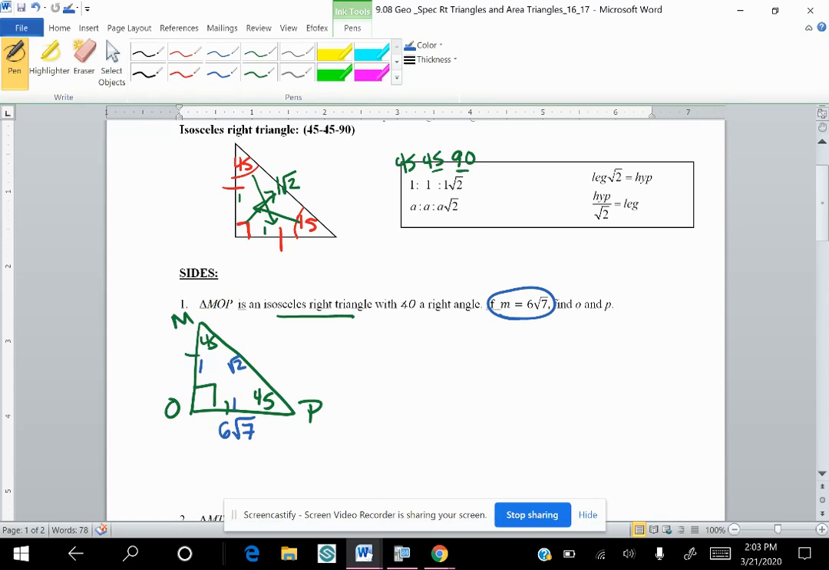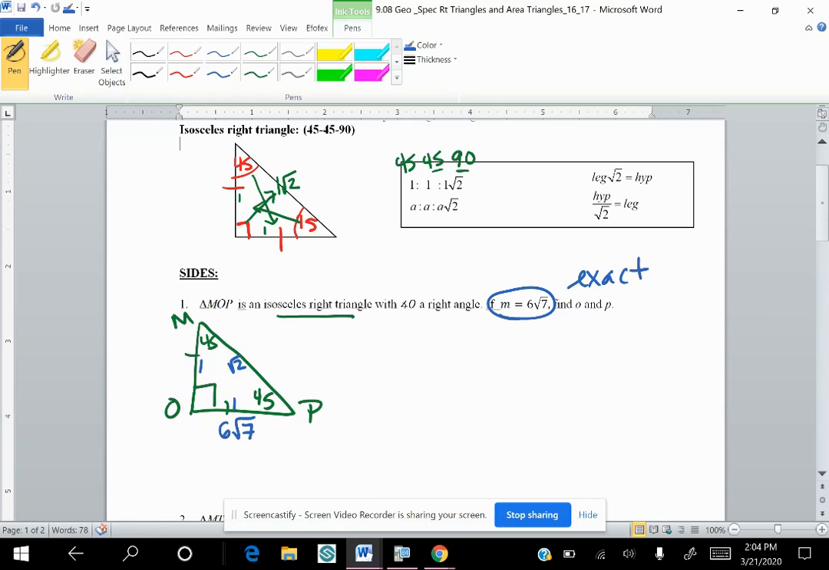So we don't have enough information to use the Pythagorean theorem because we only have one side. If we had two sides, we could use the Pythagorean theorem, but we only have one. Could we use SOHCAHTOA? Well, we could, but if we were looking for this hypotenuse over here, it would give us a decimal, and we want to use these to find exact values.